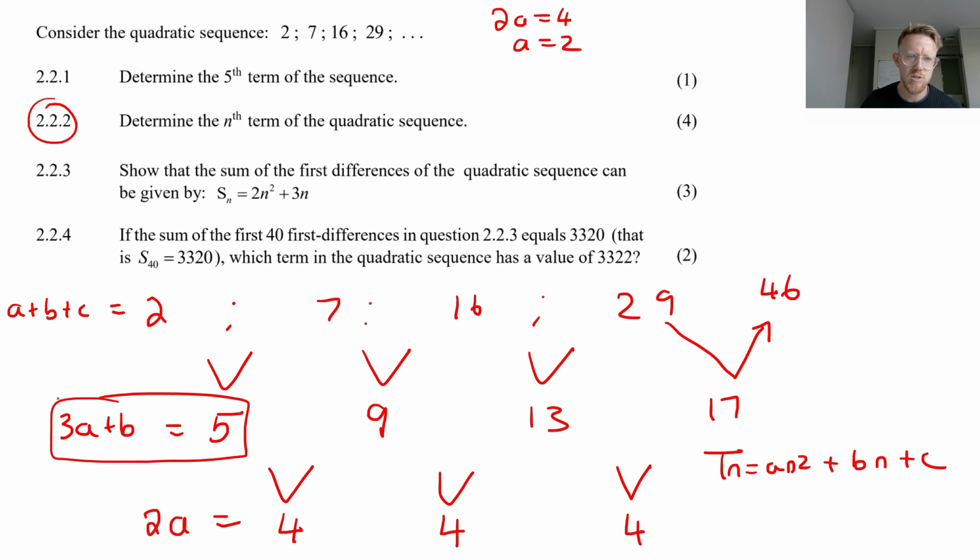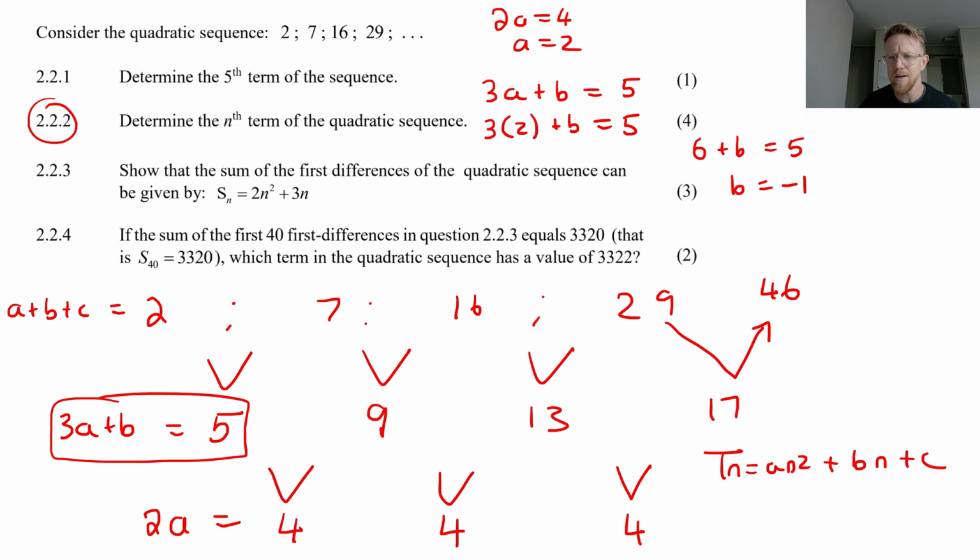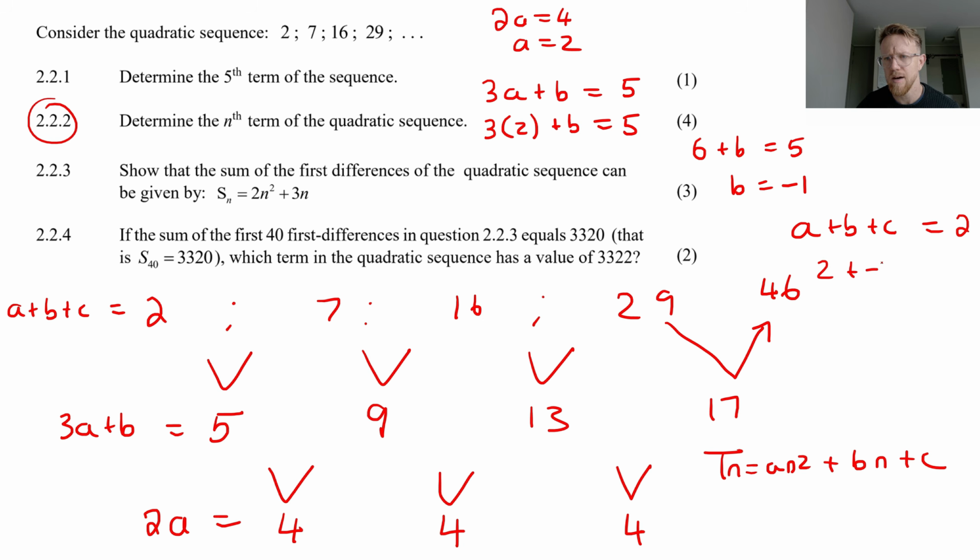Then we go up to this next one, so 3a plus b equals 5, and so 3 times 2 plus b is equal to 5. That's going to be 6 plus b equals 5, and so b would be negative 1. And then you use this formula to find c. So we know that a plus b plus c must be equal to 2. And so a is 2, b is minus 1, and then c is what we're trying to find, Kevin. And so we get 1 plus c equals 2, and so c is 1.